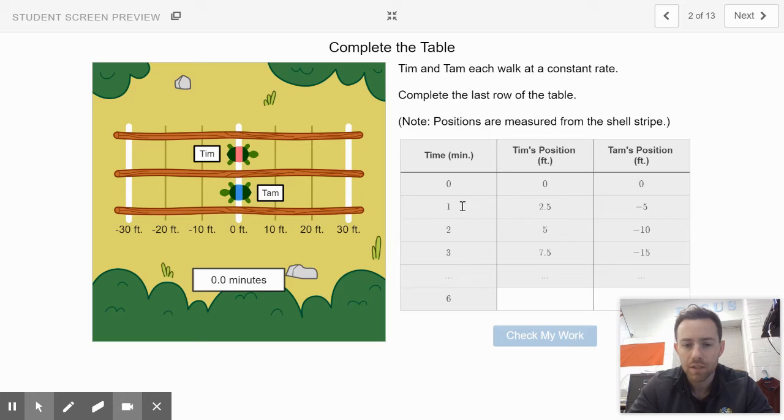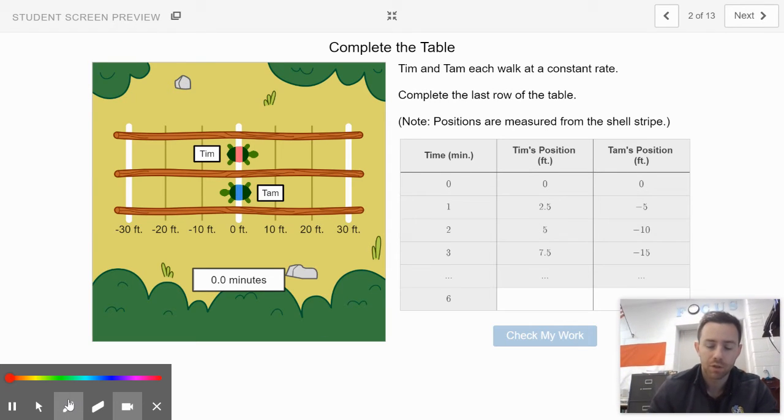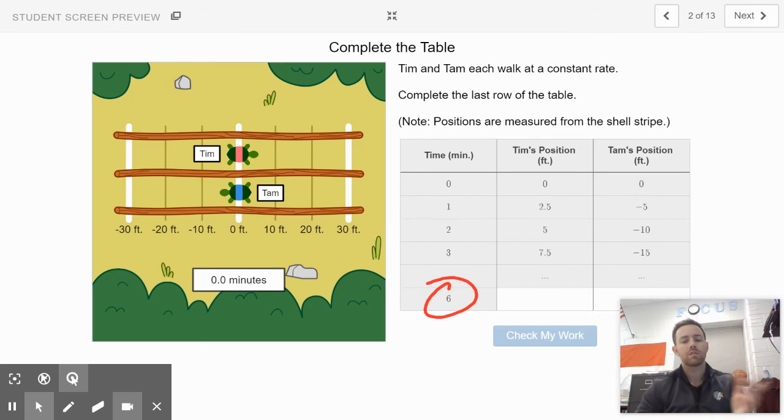As you might see, it says that Tim has gone 2.5 feet after 1 minute. He's gone 5 feet after 2 minutes. He's gone 7.5 feet after 3 minutes. Truth is, he has a constant of proportionality in regards to his speed, and so does Tam. Tam goes negative 5 feet after 1 minute, negative 10 feet after 2, negative 15 feet after 3. So maybe you can find the constant of proportionality there, and that might help you complete the last row in the table, which please note is talking about 6 minutes. It doesn't go straight to 4 or 5 minutes. It goes just 6 minutes there on slide 2. So go take some time, work on slide 2, and then come back here to Edpuzzle.